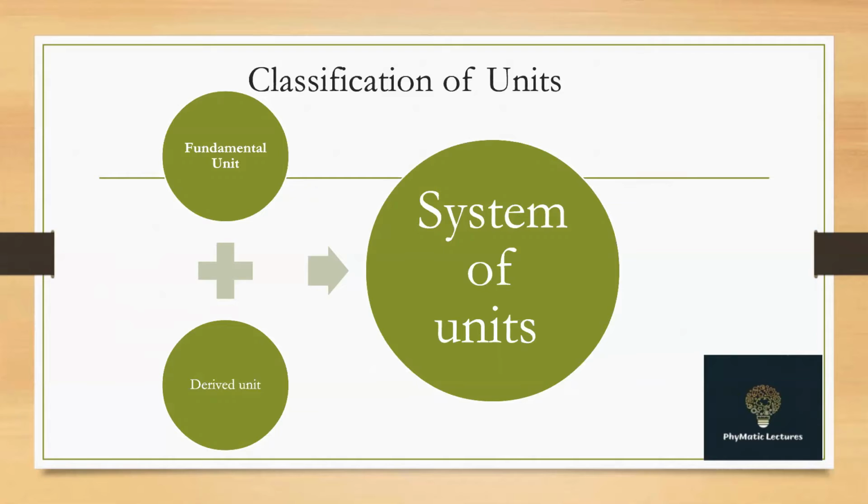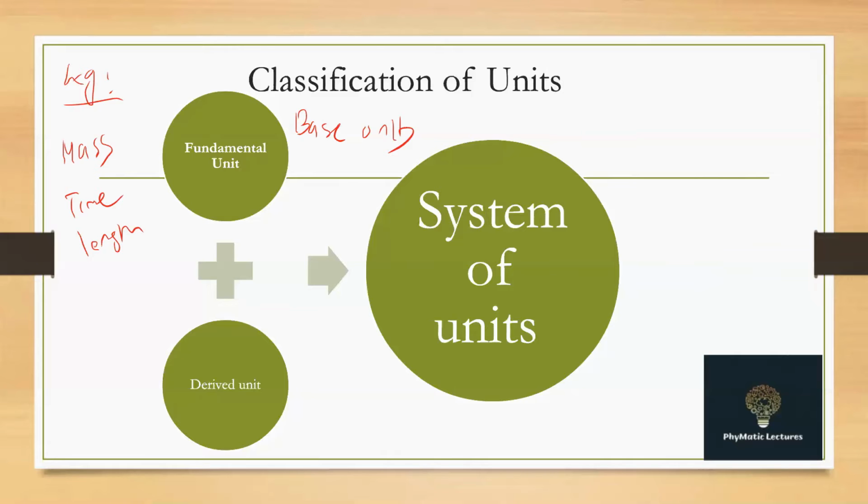So I write here examples for fundamental units. These are the base units. Examples: mass, time, and length. And what are derived units? Derived units are those units that are derived from these fundamental units. You might be wondering, sir, how we are deriving a unit using fundamental units. I'll give you an example.